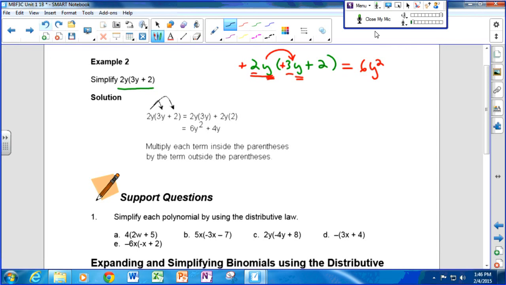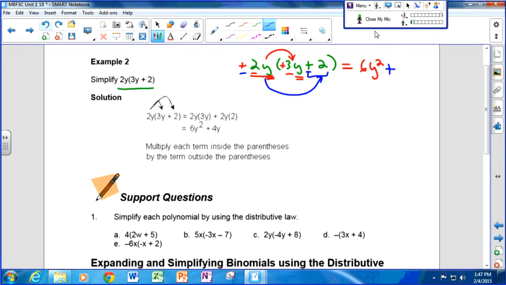Okay. Now, step 2 is to multiply the second term in the binomial by the number in front, or the expression out front. So 2y times 2. First, let's take care of the signs. We have a positive times a positive. The answer is going to be positive because the signs are the same. Okay? The signs are the same, the answer is positive. Now we don't have to worry about it anymore.